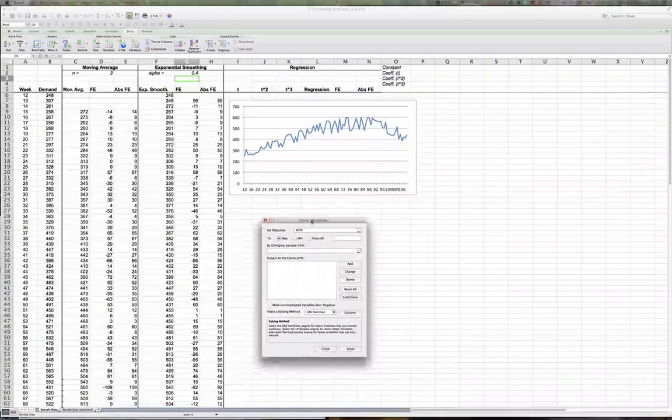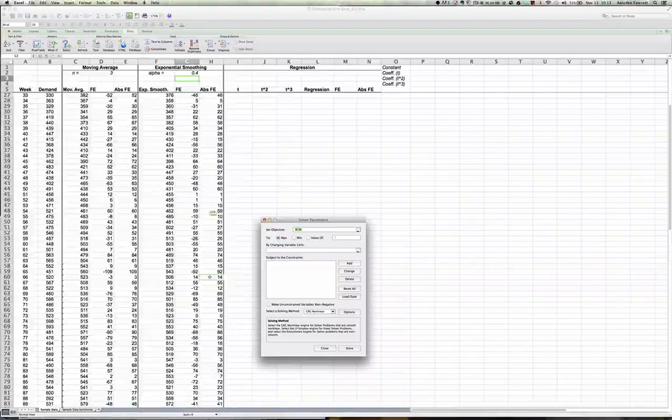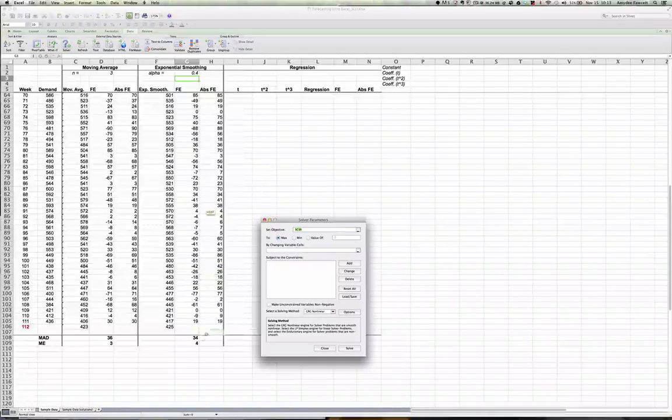Now I want to show you how we can use the power of Excel to find a good value of alpha, with good, of course, being defined as a value that minimizes forecast errors. So let me pull up Excel Solver here. And what I want to do is I want to minimize my forecast errors. Let me minimize my mean absolute deviation. So that's my objective function that I want to minimize by changing the value of alpha.